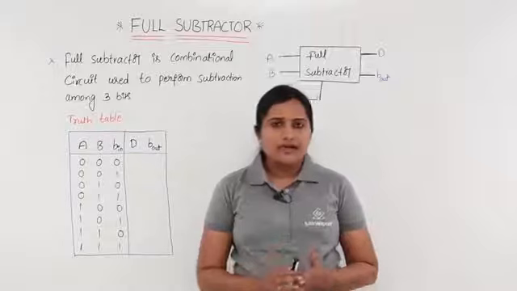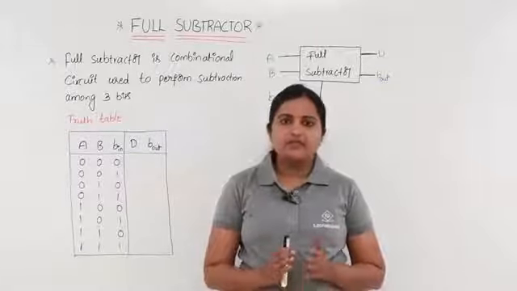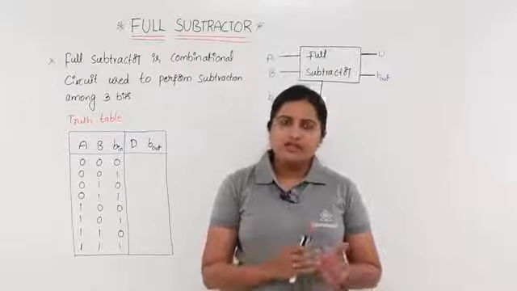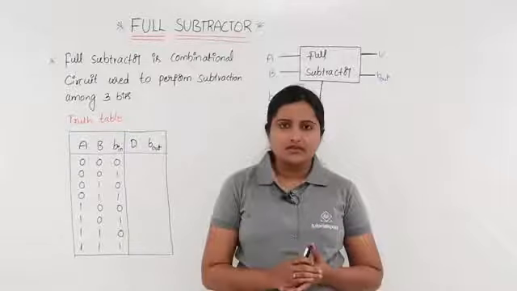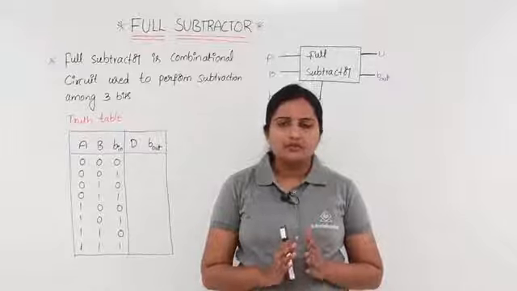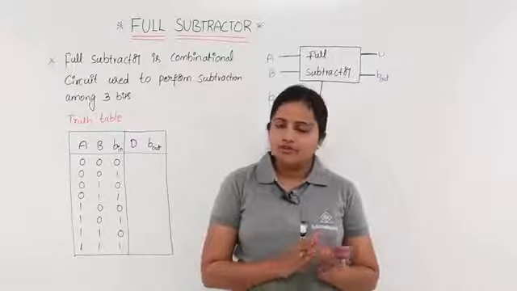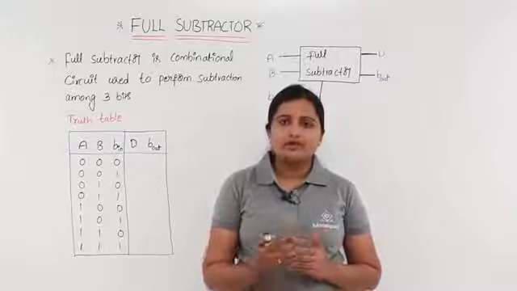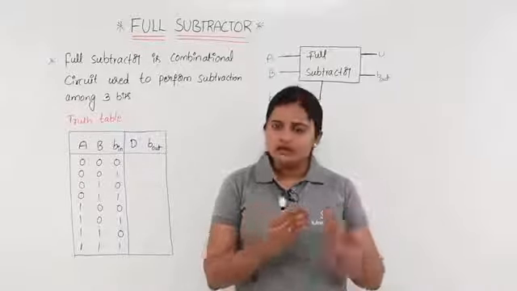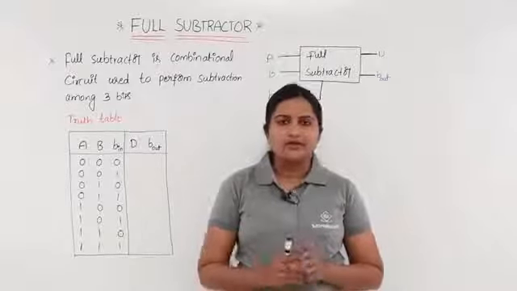In this class we are going to discuss the full subtractor. By using a full subtractor we can perform the difference between 3 bits. Initially we have the half subtractor, but by using a half subtractor we can perform subtraction between 2 single bit numbers. If any borrow occurs to the next bit, then we need to perform the subtraction between 3 bits, and the half subtractor is not going to perform that operation.